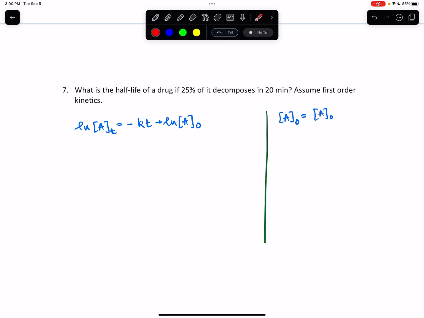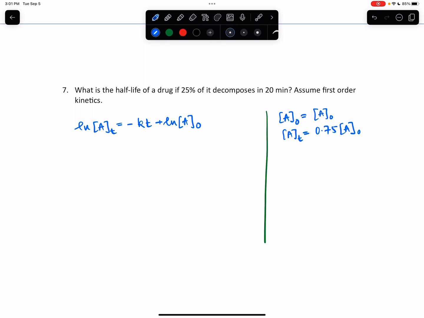Now, A t, the final concentration, is going to change because what it's telling us in the problem is that the half-life of a drug that we have to determine is telling us that 25% of that drug decomposes in 20 minutes. And what that means is that if 25% of it decomposes, that means 75% of it is still left. So that is going to be A t. So A t is equal to 0.75 of A naught. So now we have A naught and A t.